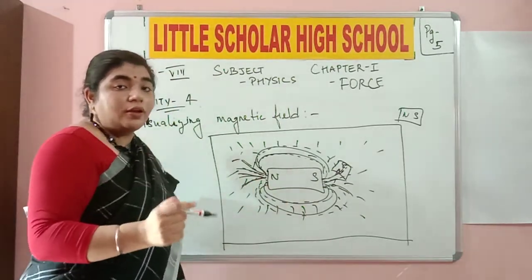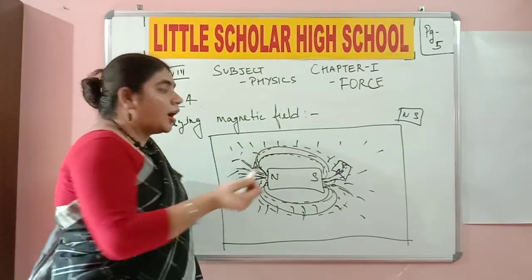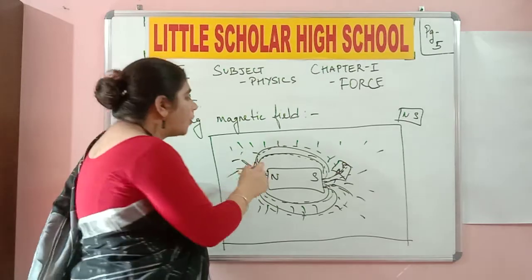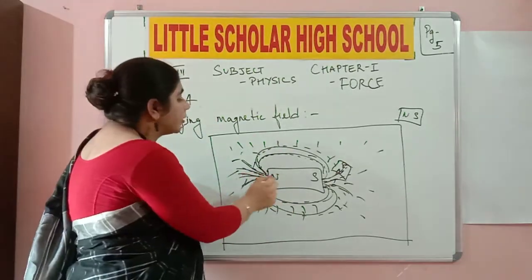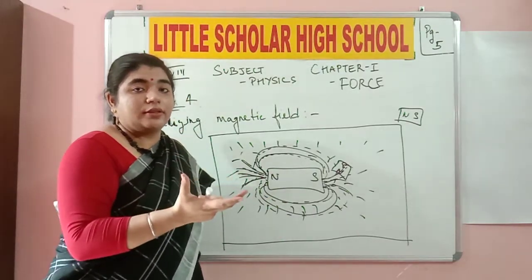So do you understand now? The region around the magnet is called the magnetic field. How do I visualize the magnetic field over here? With the help of iron filings. They are forming certain patterns. Where are they most crowded? They are most crowded near the poles because the poles have the strongest magnetic polarity in them.